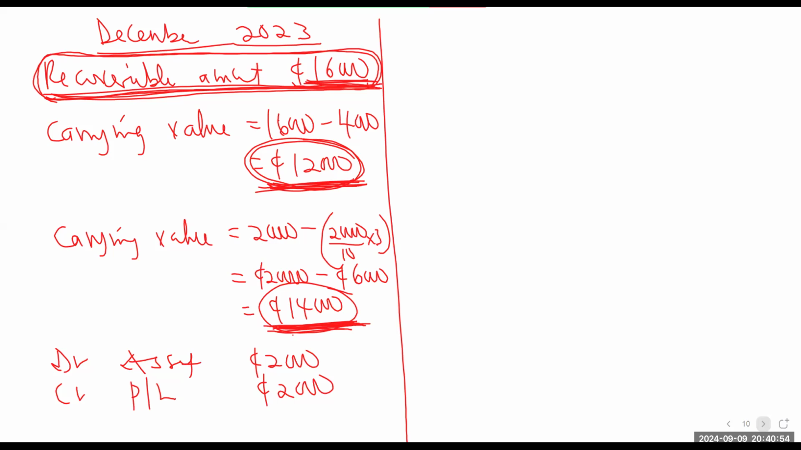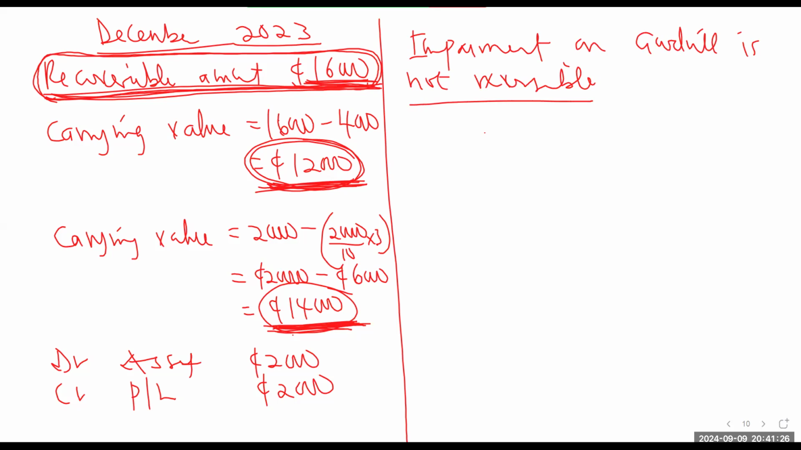But what we have to do is that we don't reverse impairment on goodwill. You have to take note of this. Impairment on goodwill is not reversible. They can give you a cash generating unit and the goodwill will be part of it. We don't reverse impairment on goodwill. So impairment on goodwill is not reversible. What do we mean by that? Any increase in the goodwill is going to be attributed to increase in the operation of the entity.